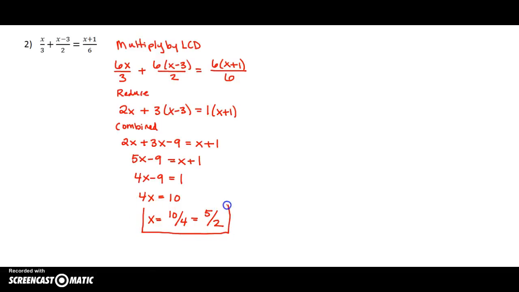So this is a second method that I can use, where I could instead start by multiplying by the lowest common denominator, reduce, combine like terms, and then really solve algebraically through the end. So we've done two methods. I'm going to repeat those two methods as we go over questions 3 and 4.